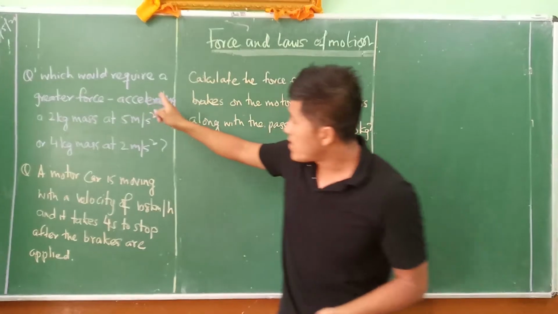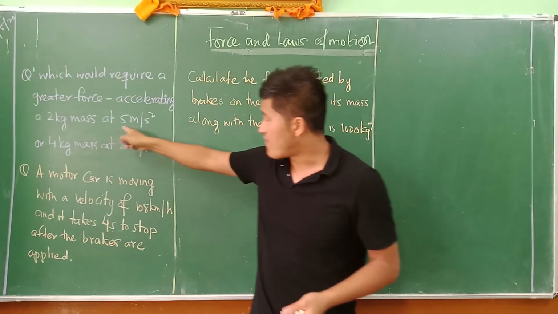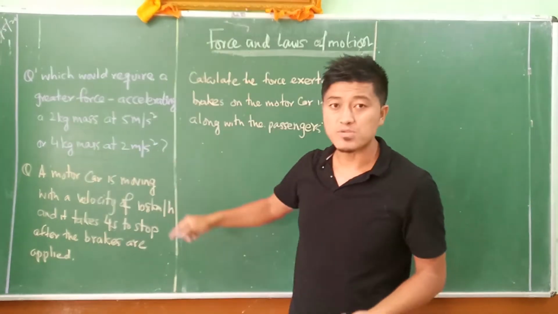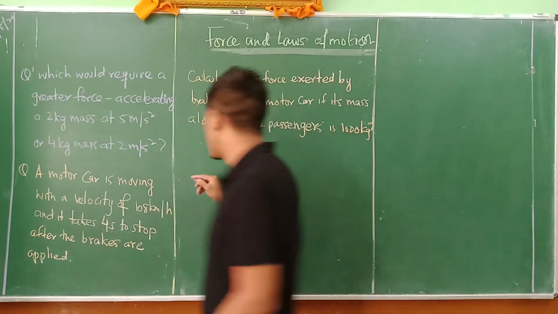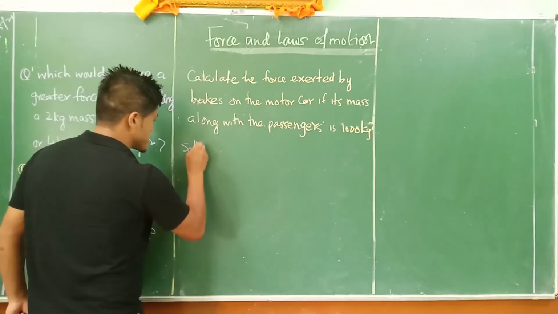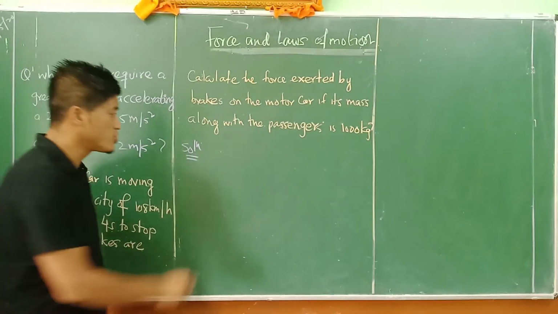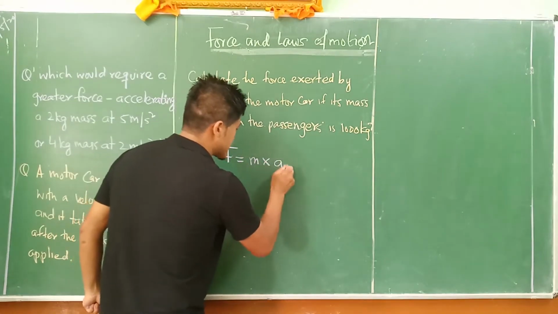Which would require a greater force: accelerating a 2 kg mass at 5 meter per second square, or a 4 kg mass at 2 meter per second square? I will solve this problem over here. Okay, this is the solution. According to Newton's second law of motion, we know that force is equal to mass into acceleration.